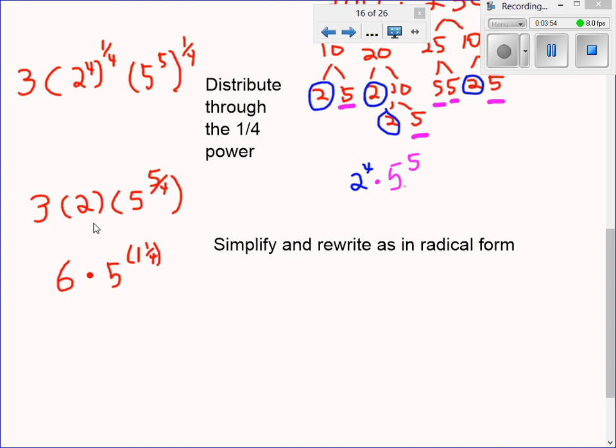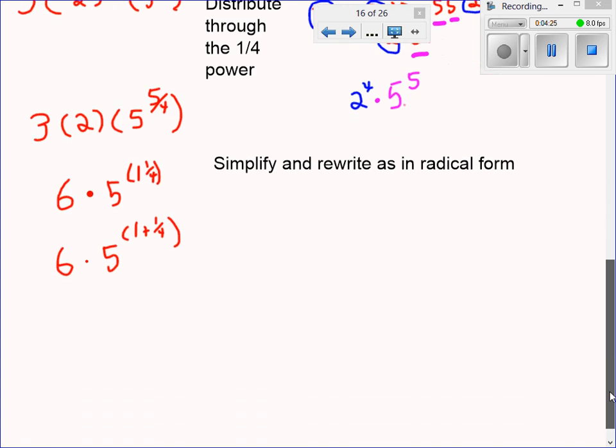Next, I'm going to multiply the 3 times 2. They're both to the power 1, so it's simply just 6. I'm going to take 5 to the 5/4, since it is an improper fraction, and write it as a mixed number. This is telling me that I can split it up. I can simplify and take a 5 out of my radical. So I'm going to split it up into 2.